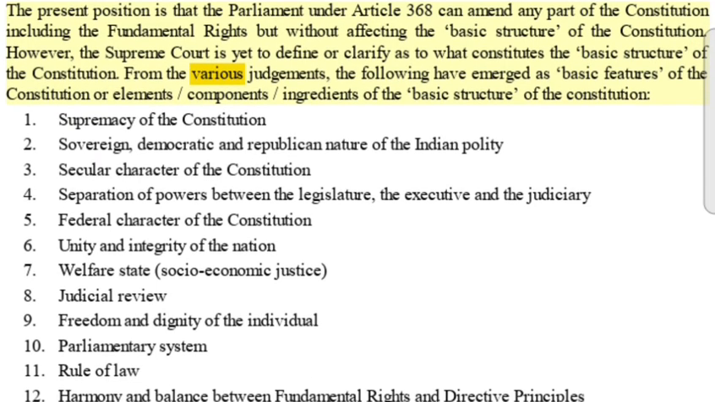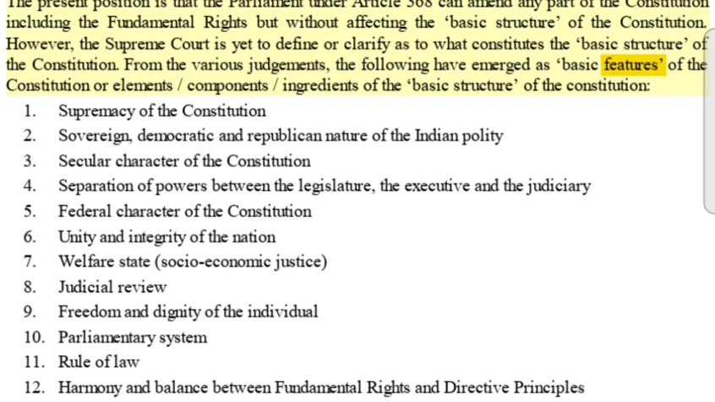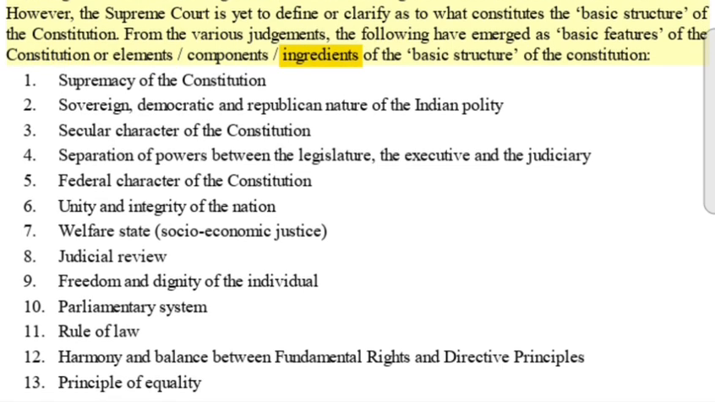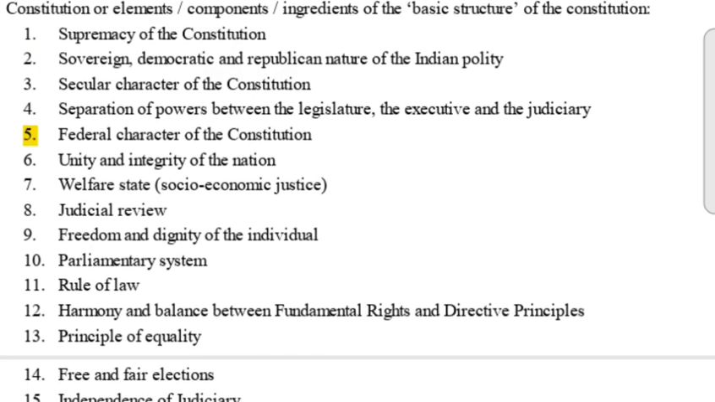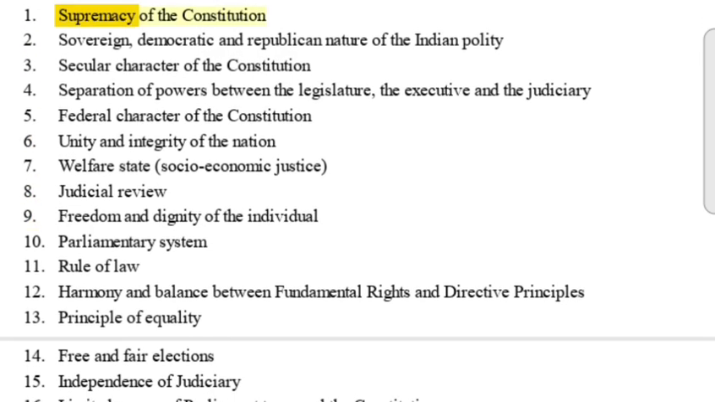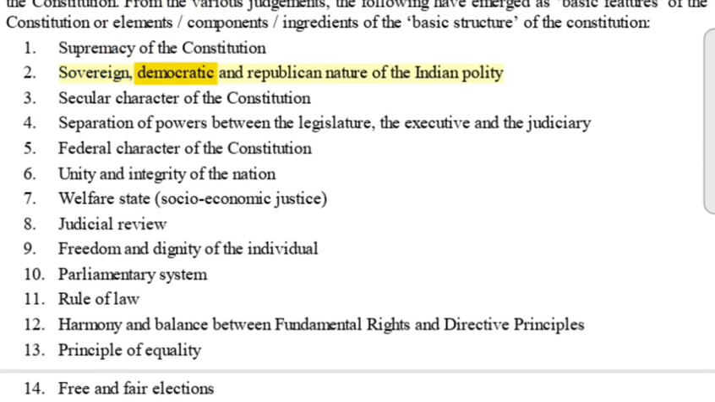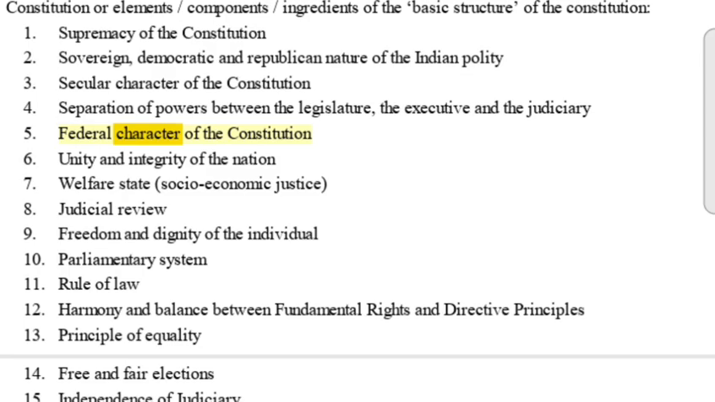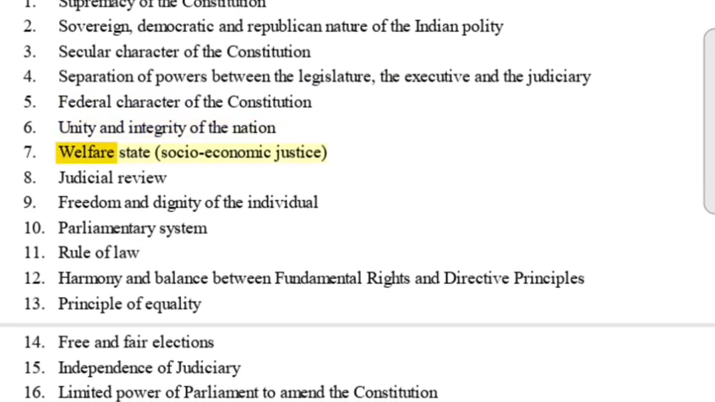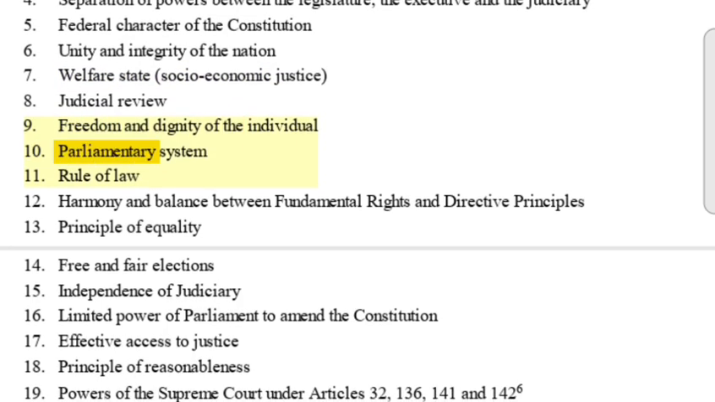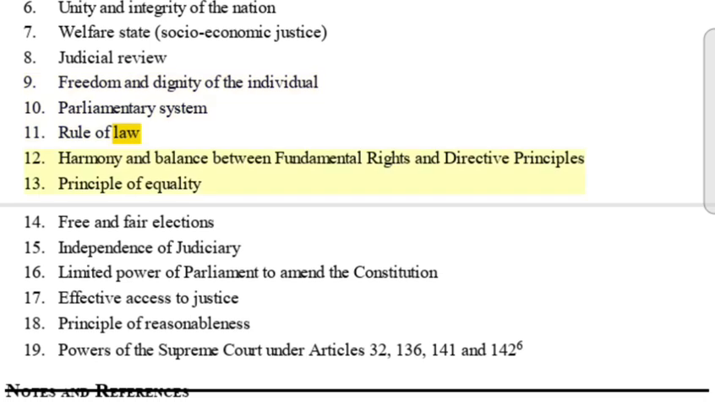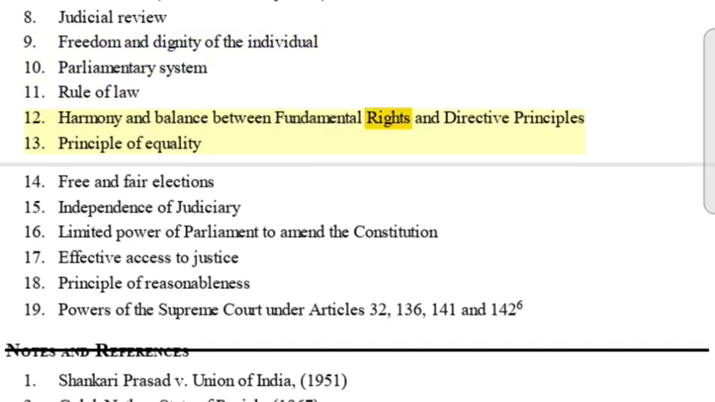From the various judgments, the following have emerged as basic features of the Constitution, or elements, components, ingredients of the basic structure of the Constitution: 1. Supremacy of the Constitution. 2. Sovereign, democratic and republican nature of the Indian polity. 3. Secular character of the Constitution. 4. Separation of powers between the legislature, the executive and the judiciary. 5. Federal character of the Constitution. 6. Unity and integrity of the nation. 7. Welfare state. 8. Socio-economic justice. 9. Judicial review. 10. Freedom and dignity of the individual. 11. Parliamentary system. 12. Rule of law. 13. Harmony and balance between fundamental rights and directive principles.